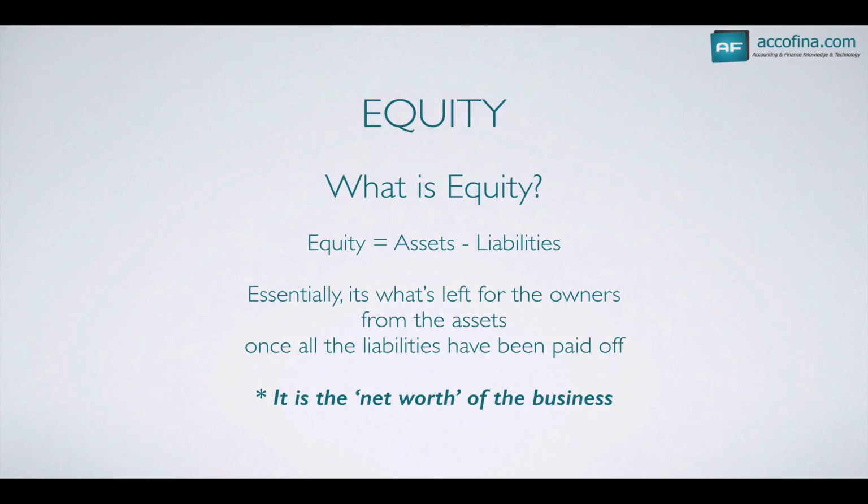So in other words, what is equity? Equity is just assets minus liabilities. Essentially, it's what's left for the owners of the business from the assets once all the liabilities have been paid off. So for instance, a businessman has a whole bunch of assets, he sells them all for $1 million cash, pays back $600,000 in liabilities, and he has $400,000 remaining. $400,000 is the equity. And that little situation is what plays out when you calculate equity. Another way to explain it is that equity is the net worth of the business.